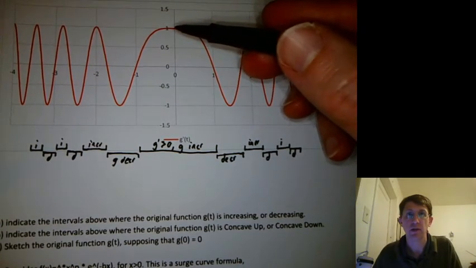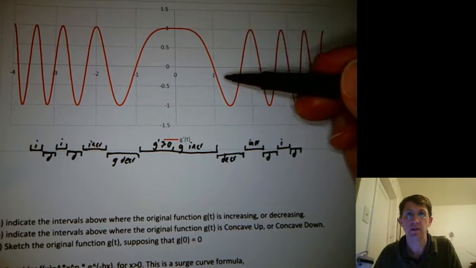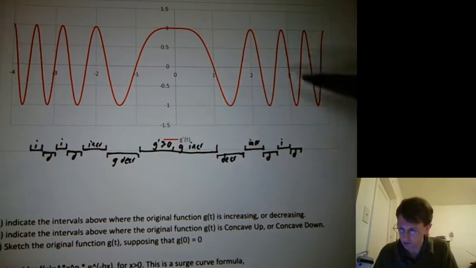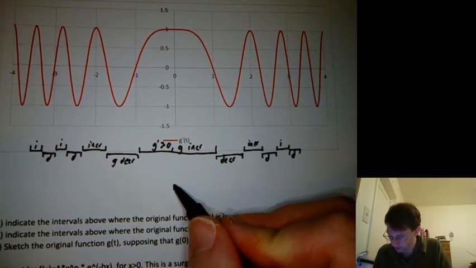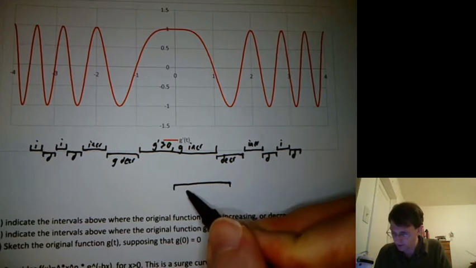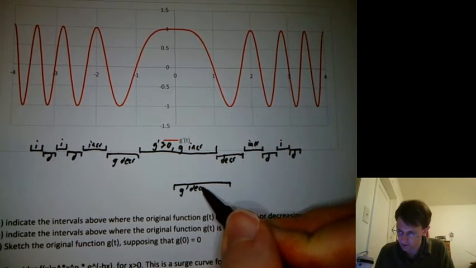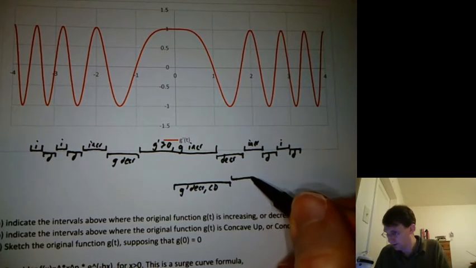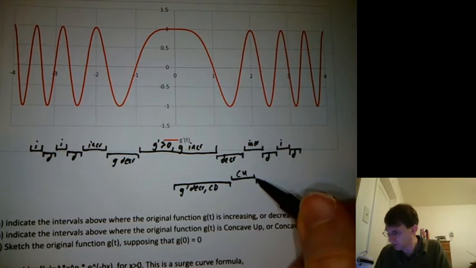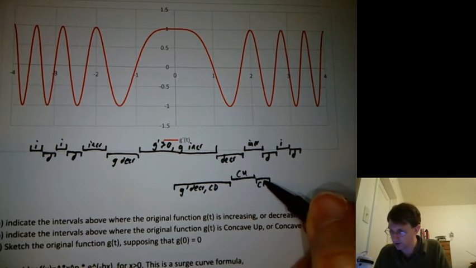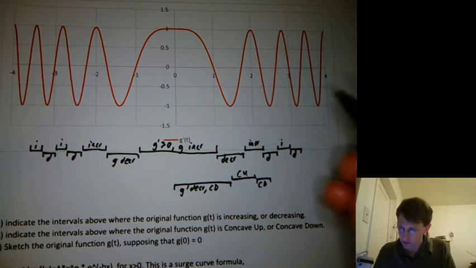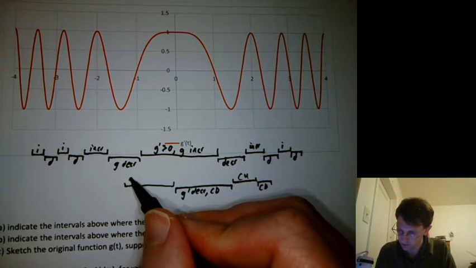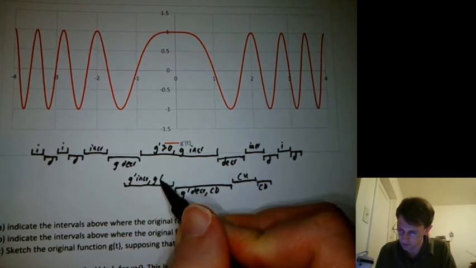Starting at the middle here, g prime is decreasing all the way out to here. G prime decreasing means g is concave down. So from here all the way out to there, g prime decreasing, so g is concave down, and then like that, concave up, out to there, concave down, etc. And over here, all the way up to there, g prime is increasing, g is concave up.